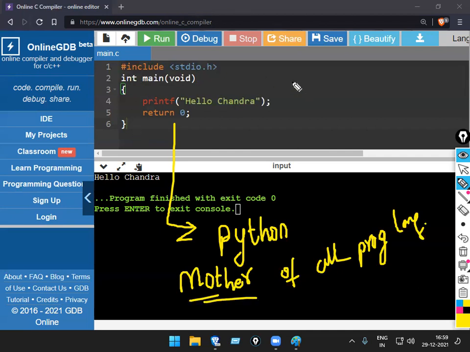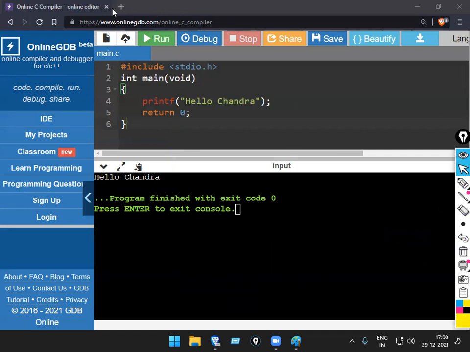But with the help of C language, can you get a job? No. We can't get a job. You can't expect any kind of job with the help of C language. Then you have to go with Java.